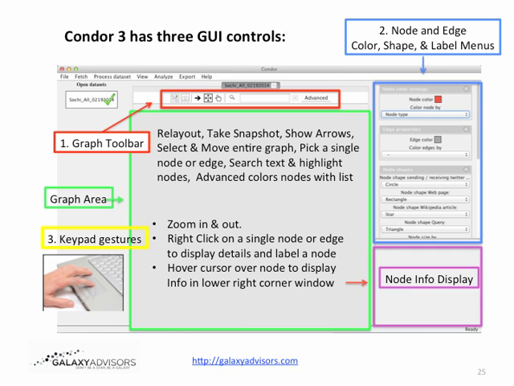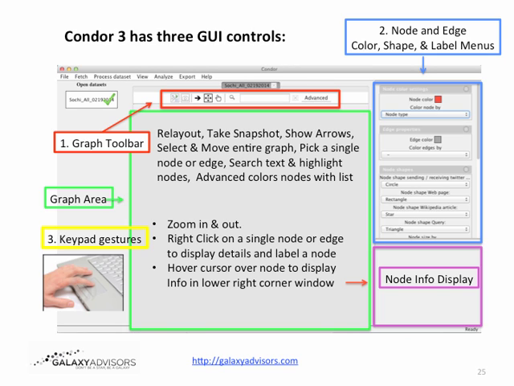To give you a feel for the graphic controls, Condor 3 has these three GUI or graphic user interface controls. In red there we've seen already the graph toolbar that allows you to relay, take a snap, show arrows, move an entire graph, pick a single node or edge, select text and highlight nodes, advance color nodes with a list. So that's the GUI toolbar. On the right in the blue are node and edge color, shape, and label menus that you can change the color, shape, and labeling of the nodes.